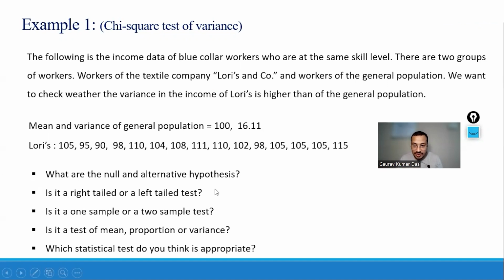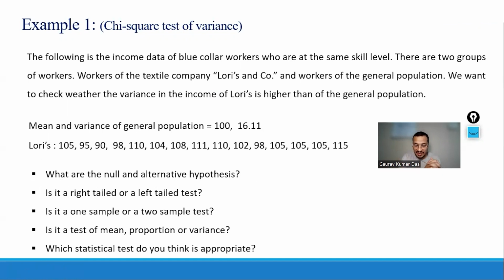So what are the null and alternative hypotheses? These are the questions. What are the null and alternative hypotheses? Is it a right tail or left tail test? One sample or two sample test? Is it a test of mean, proportion, or variance? Which statistical test do you think is appropriate? All these questions we have already done for the t-test, I believe.